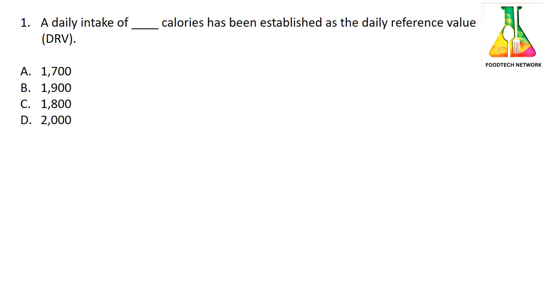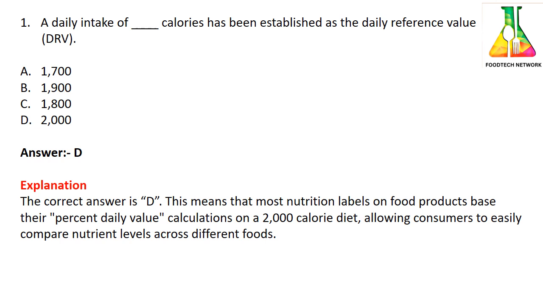1. A daily intake of dash calories has been established as the daily reference value, DRV. Option A 1700, option B 1900, option C 1800, and option D 2000. Option D, that is 2000. This means that most nutrition labels on food products base their percentage daily value calculation on a 2000 calorie diet, allowing consumers to easily compare the nutrient levels across different foods.